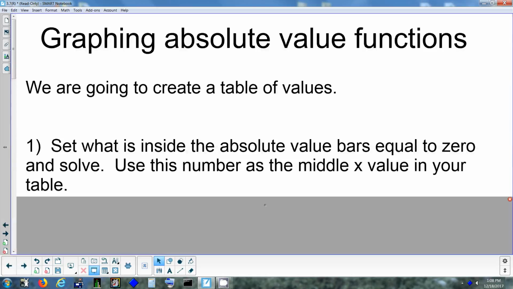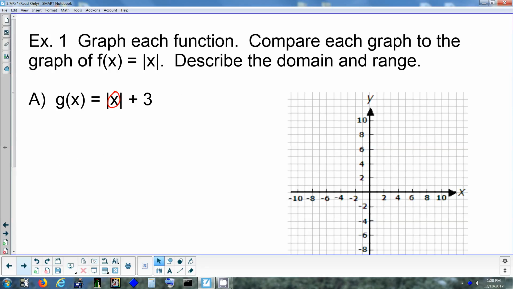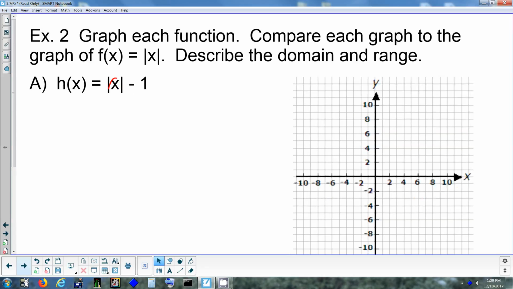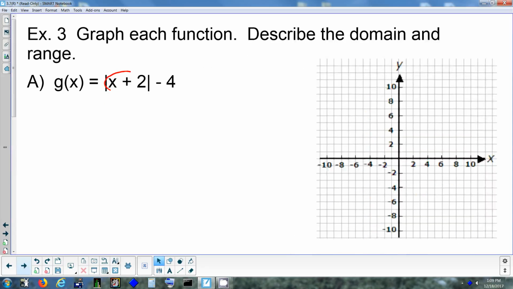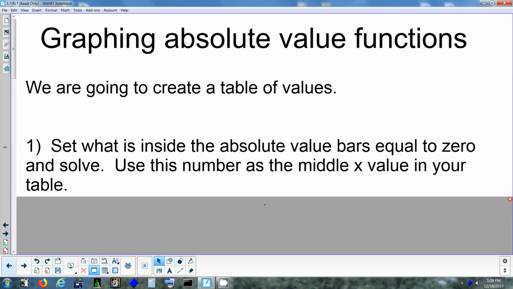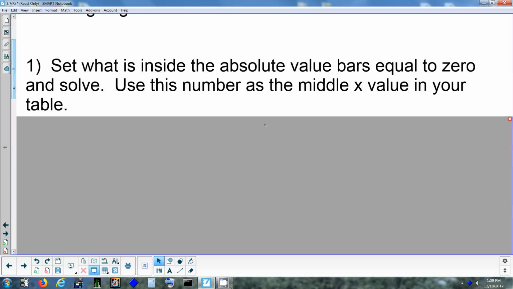If you're wondering what I mean by inside the bars, I'll come right back to that step. That's what's inside the bars. So take what's inside the bars, set it equal to 0. That value that you get is going to be one of the values in your table.